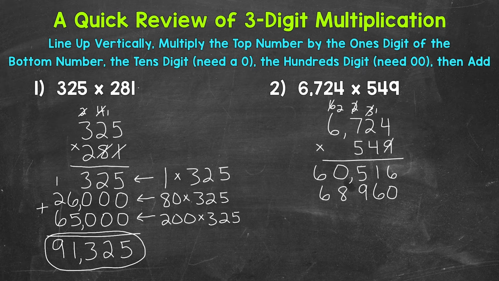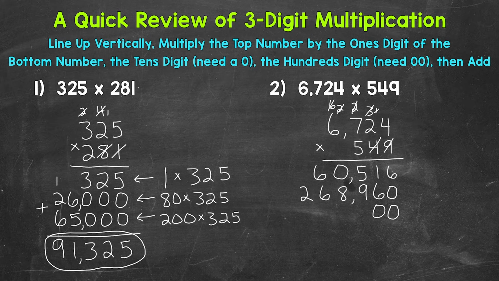No more places to the left, so we can bring that 2 straight down, put our comma in, and we have 268,960. We're done with the 4, this carried 1, and then this carried 2. Lastly, we're moving over to the hundreds place where we have a 5. Now that 5 has a value of 500, so we need our 2 zeros there, again, because we're moving over to the hundreds place. And now we can multiply.